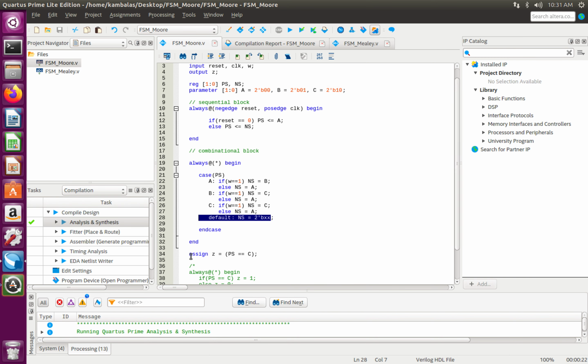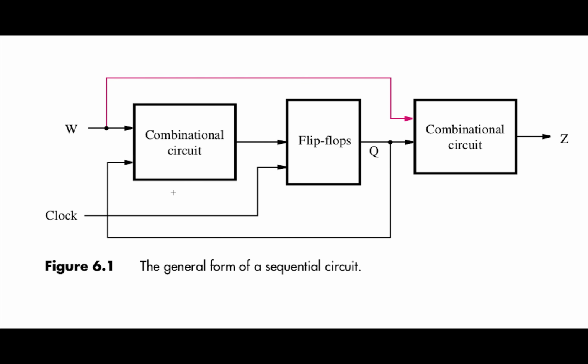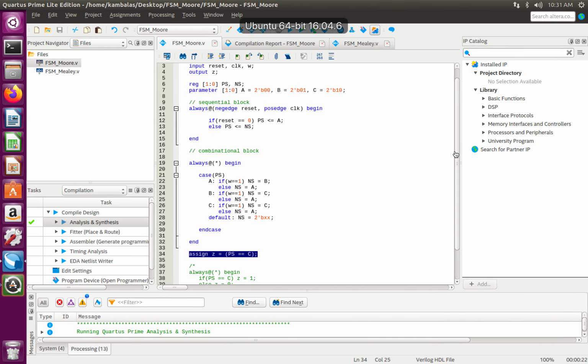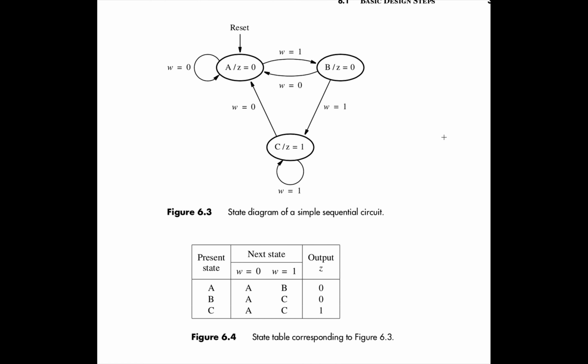Good. So finally, you also need to worry about your output Z. In this case, you have a combinational, sequential, and another combinational block. Again, this is the general structure: combinational, sequential, and combinational. If you observe the truth table, my output Z is 1 only when my present state is C. Other times it is 0.